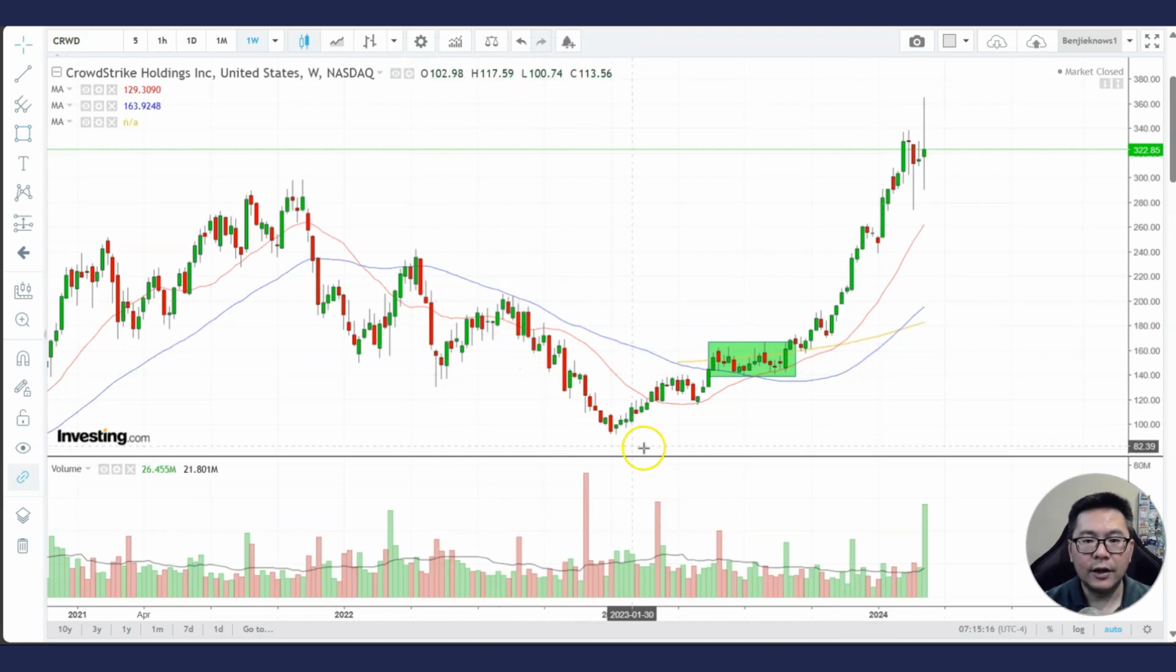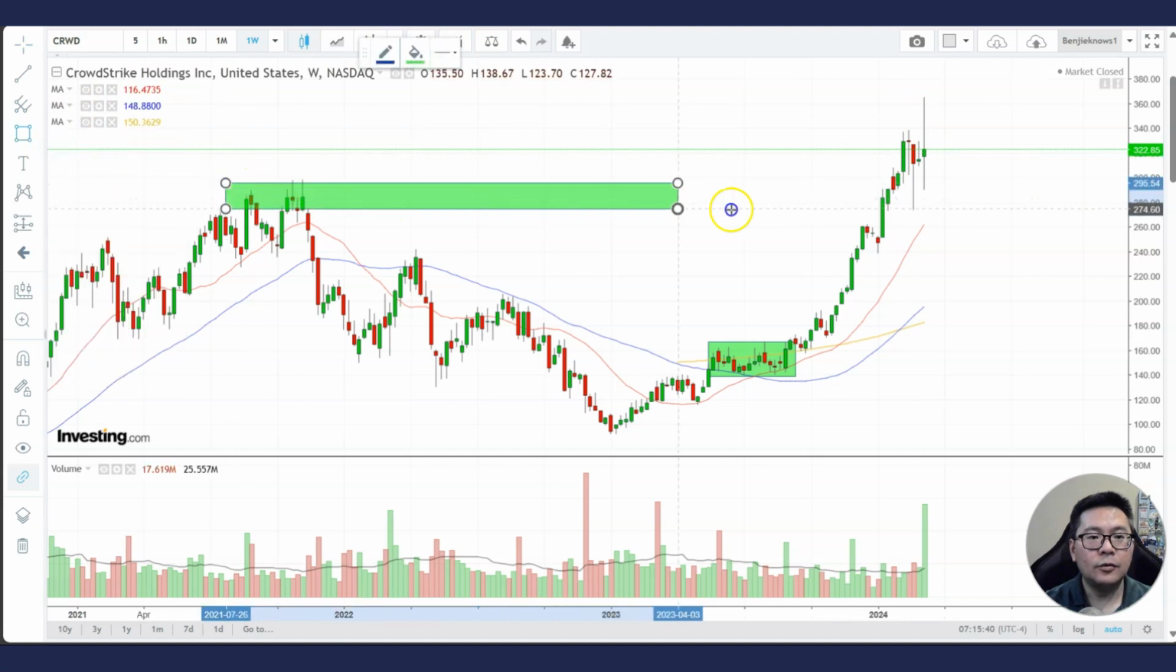The stock corrected from a handle, which is a consolidation, and here we have a bullish cross where the weekly 20 MA crossed back above the 50 MA while the consolidation is happening. And when it broke out, this consolidation and bullish cross is powerful, and that is why the stock rose up.